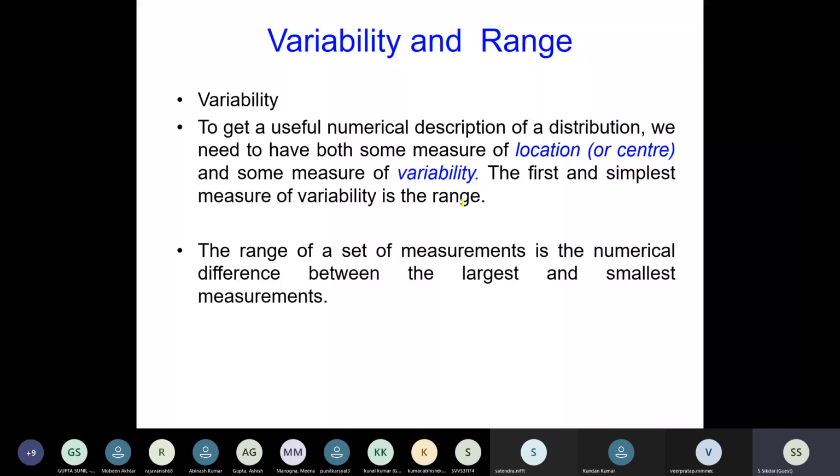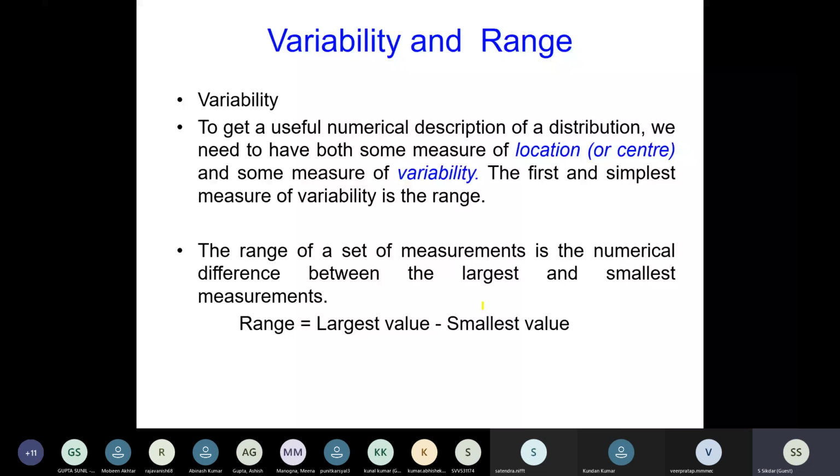That's what it has been told: the numerical difference between the largest and the smallest measurement. So if I say the heights of the students vary from this to this, in that case you will always take the smallest height and the largest height. The difference between them gives the range. Now all these things we already did, but again we recapitulate because we have to go through.